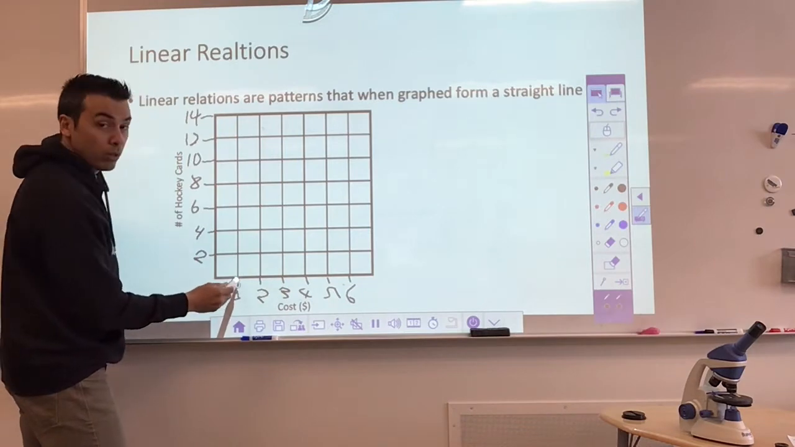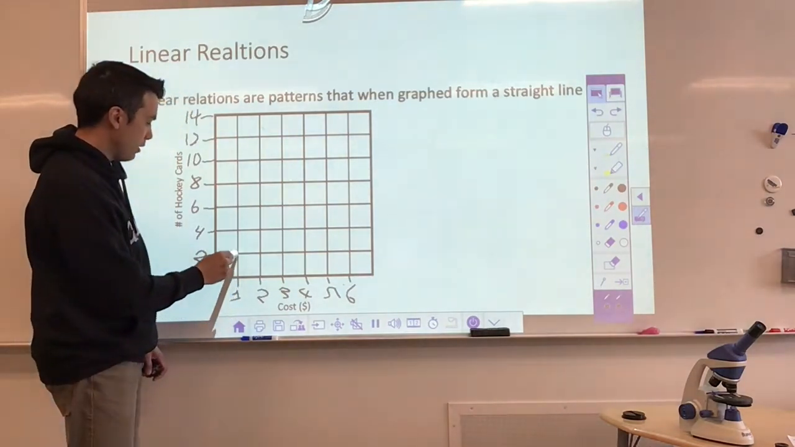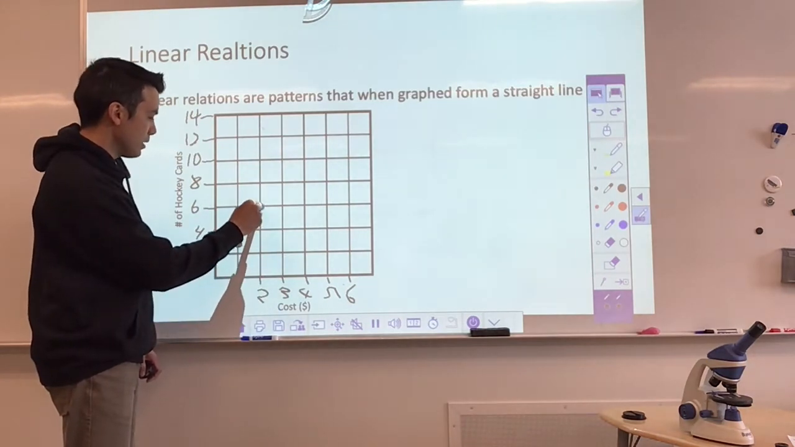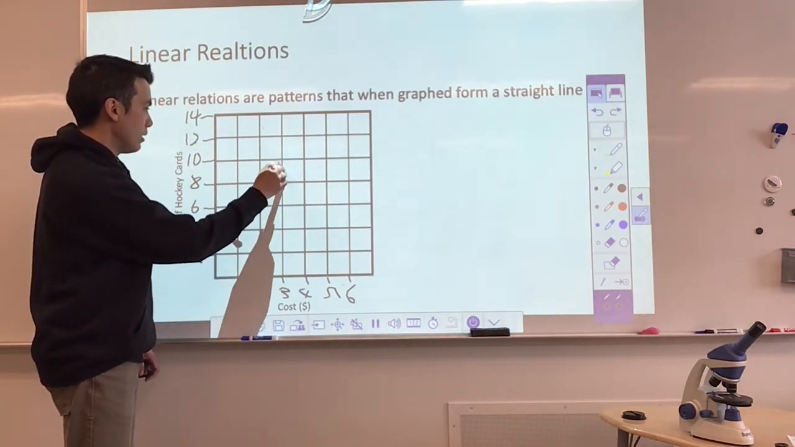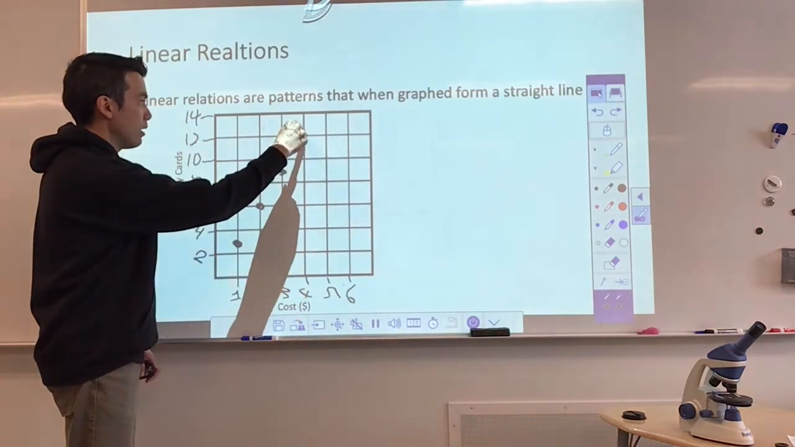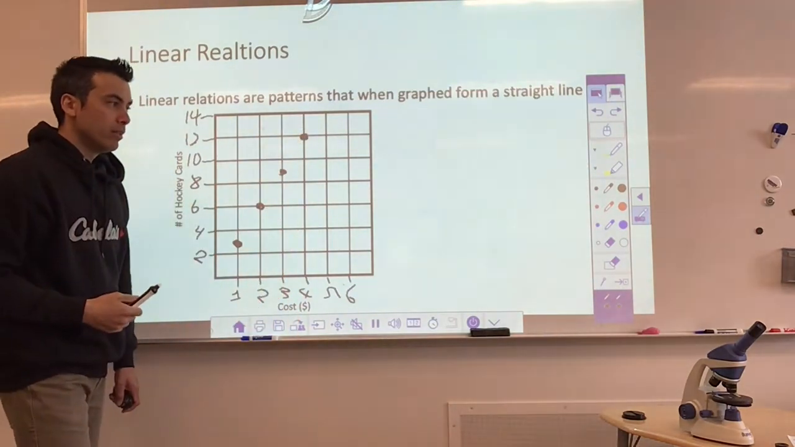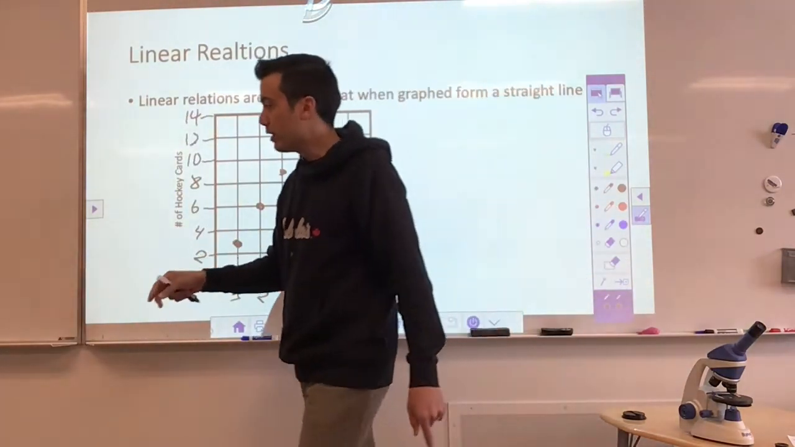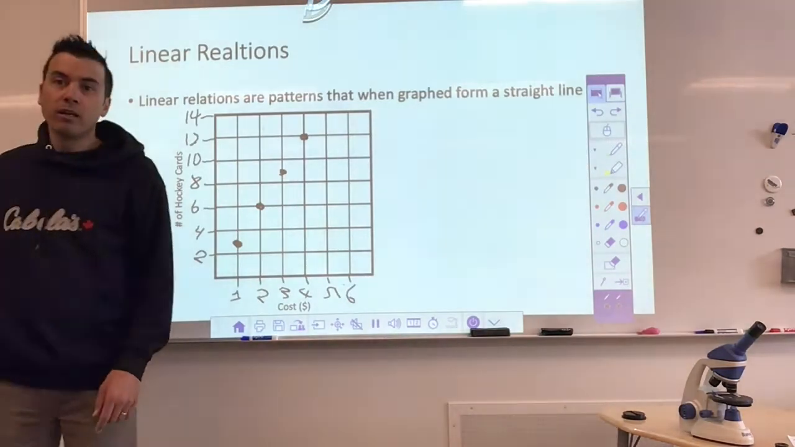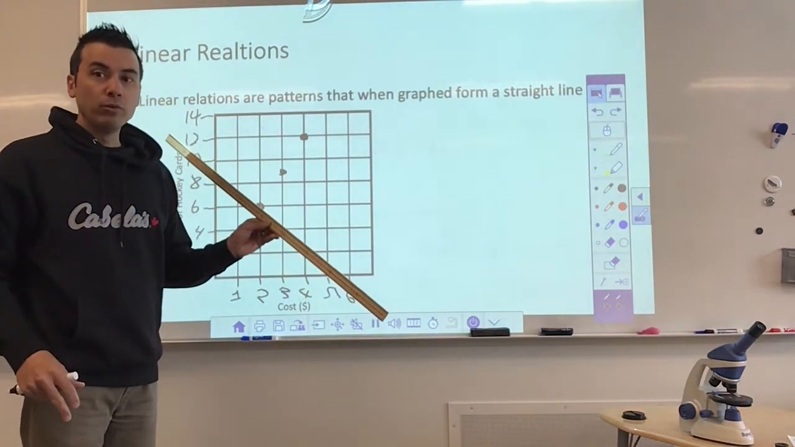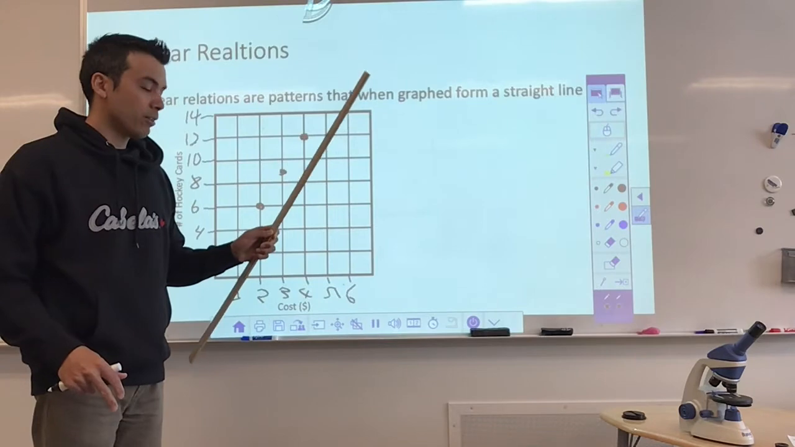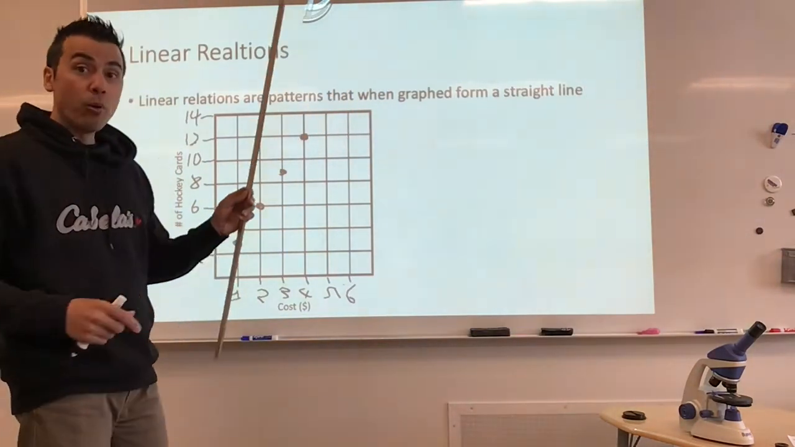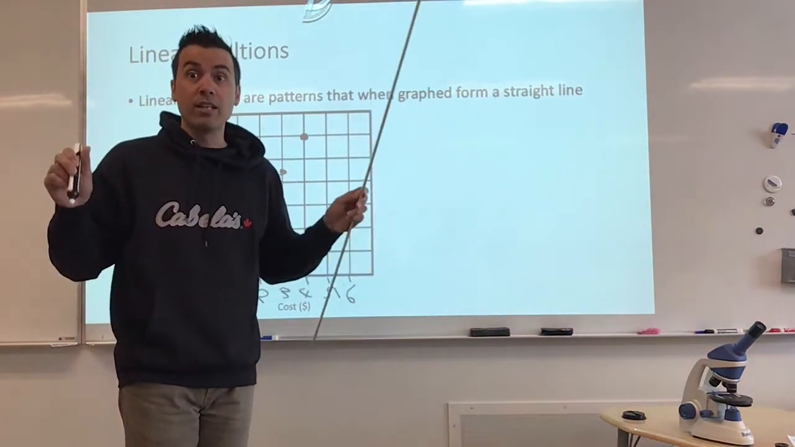And so if I have $1, that's getting me 3 hockey cards. 2 is getting me 6. 3 is getting me 9. 4 would get me 12. And we can say a relationship is linear or not if I have a ruler or a meter stick or something straight. If all of these points go through a straight line, it's a linear relationship.